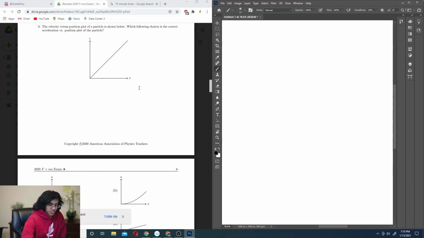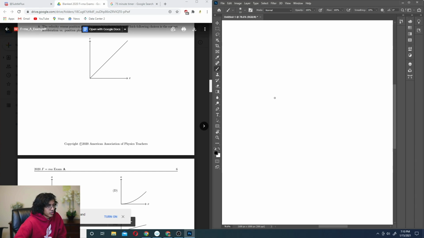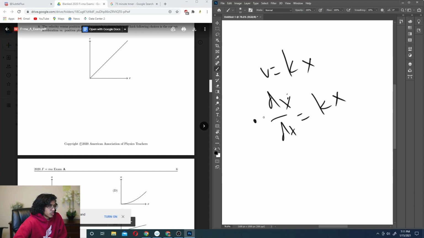Alright, let's see. So, let us think. So essentially, it's velocity at position. Okay, so v is equal to kx. So essentially, dx over dt is equal to kx. Now we want to find acceleration. If we take the derivative of both sides, you basically have that acceleration is equal to kv.